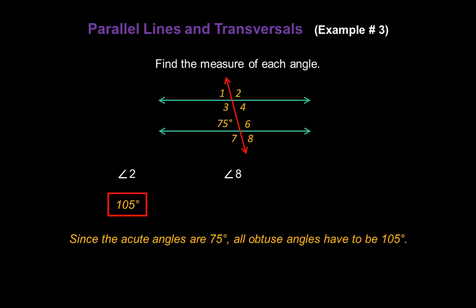What's the measure of angle 8 in the figure? It's right across the vertex from what would be angle 5. We've replaced it with the number 75. So its measure is 75 degrees. It's an acute angle. Finally, what's the measure of angle 1? It's also an acute angle, so it's also going to be 75 degrees.